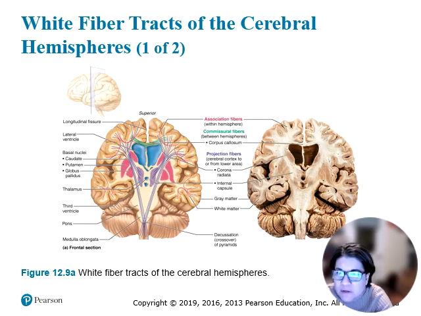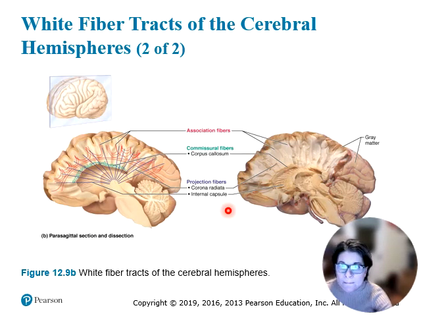So you can see them located here. Association fibers are pink, so within a hemisphere. Commissural fibers are the green ones between hemispheres, and then projection fibers are just from hemispheres down to lower regions or the spinal cord. And then here's another look at them, so that should make sense.